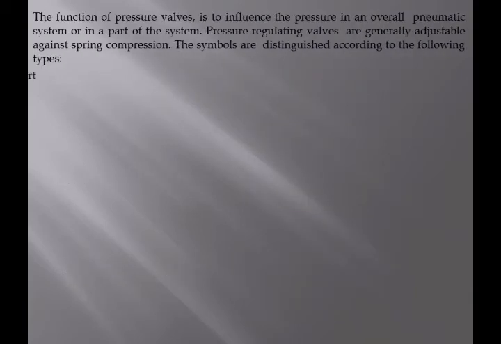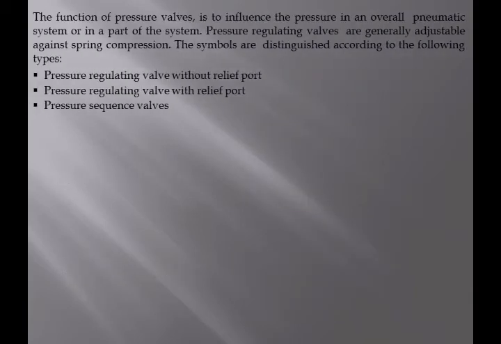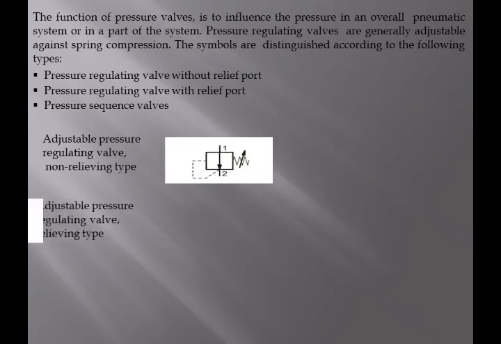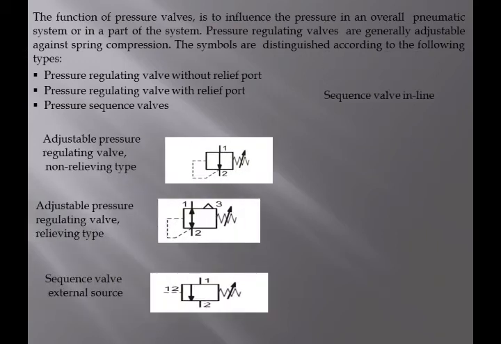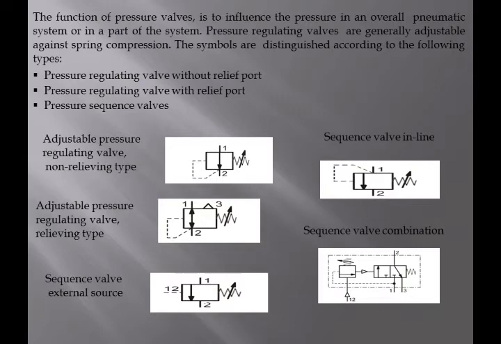The function of pressure valves is to influence the pressure in an overall pneumatic system or in a part of the system. Pressure regulating valves are generally adjustable against spring compression. The symbols are distinguished according to the following types. Pressure regulating valve without relief port. Pressure regulating valve with relief port.